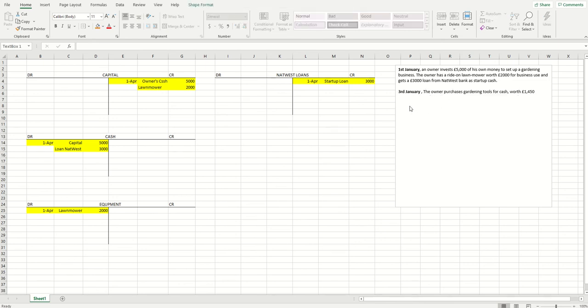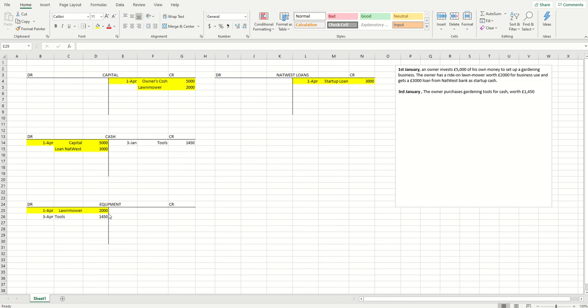So our next transaction, on the 3rd of January, the owner purchases gardening tools for cash worth £1,450. Now, we don't need to create any additional ledgers here because we already have a ledger for equipment and we already have a ledger for cash. We just need to make sure that we're recording them on the correct side.